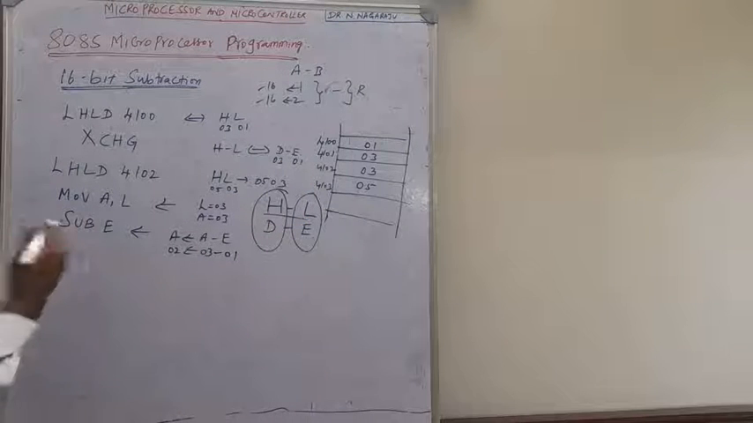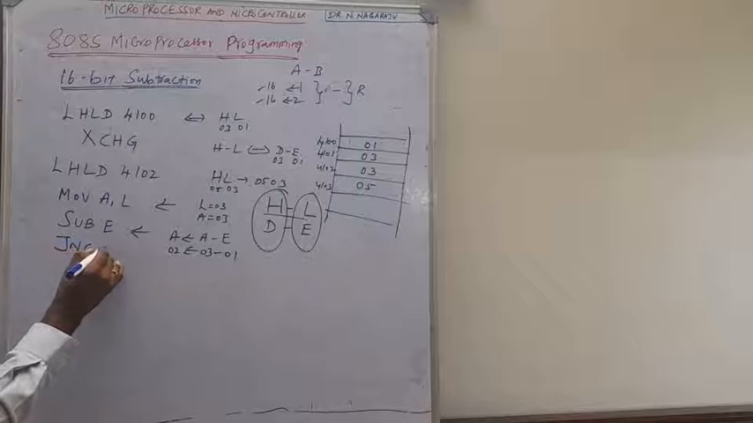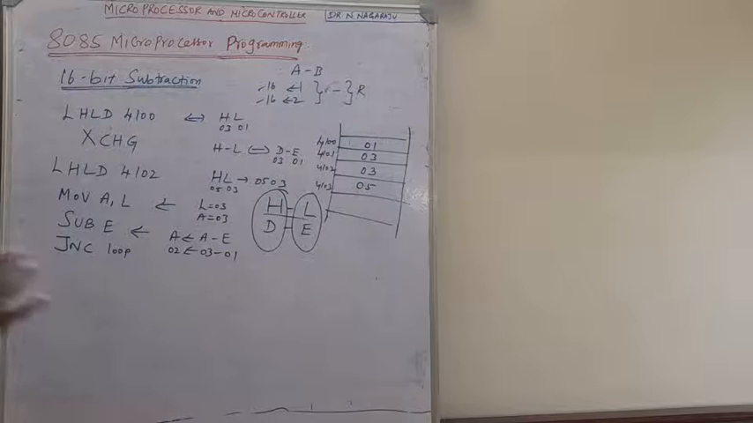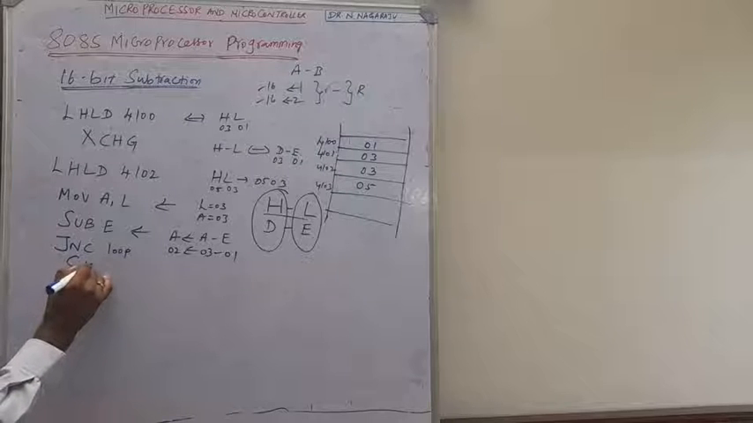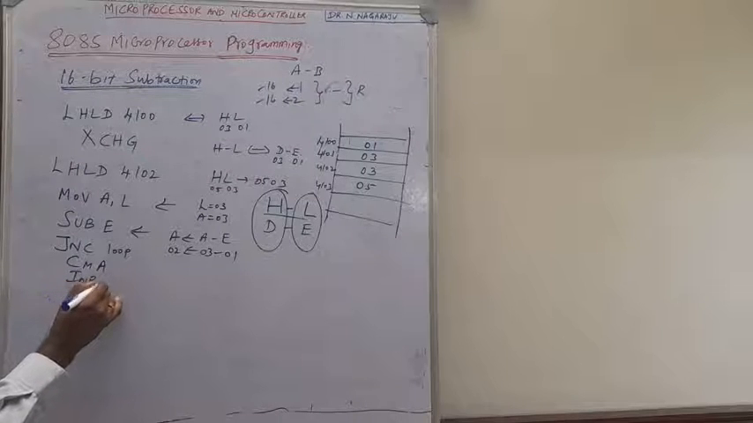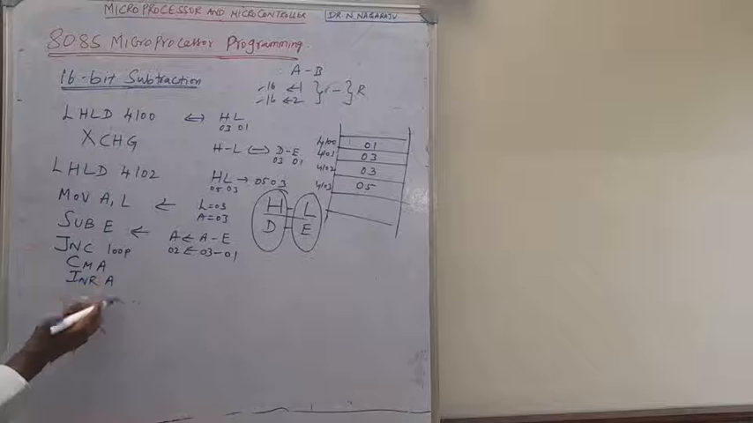Now we have to check the borrow operation over here. For checking the borrow, you just use JNC loop, jump no carry loop. If a borrow is there, you have to perform the 2's complement operation, which I have already discussed in the 8-bit subtraction. So you use complement accumulator and INR A, that is the 2's complement notation. Now you have to store the result. Jump no carry means skip this step, otherwise you perform this operation and store the result.